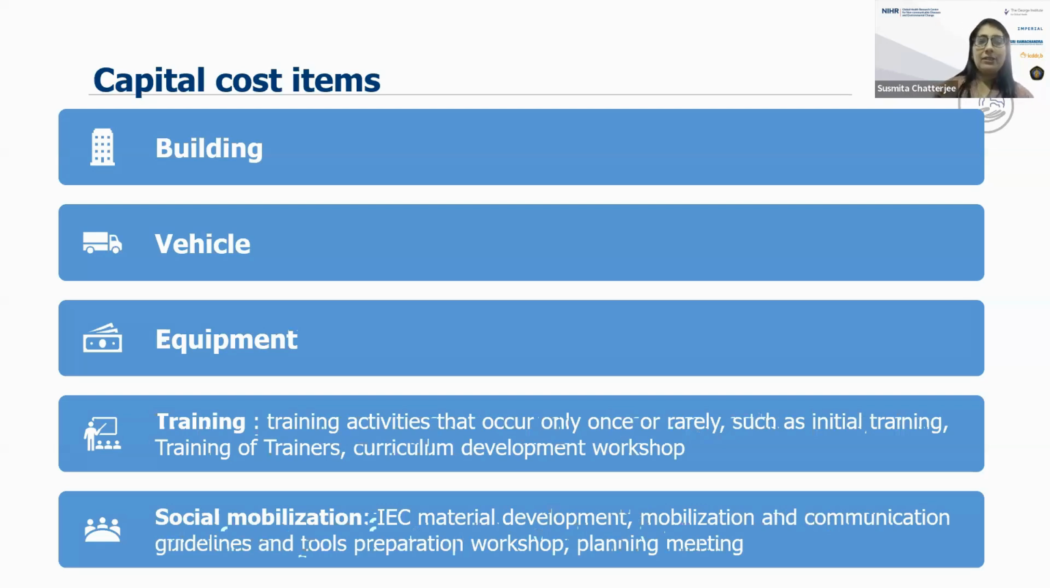Social mobilization, for example, you were doing IEC material, you develop some IEC material, like Srishti, I remember that you developed something that will last longer than 1 year. And those are social mobilization activities, and those are the capital items.